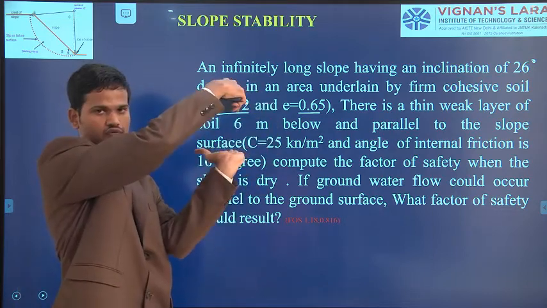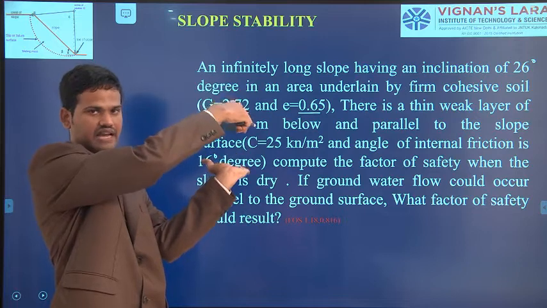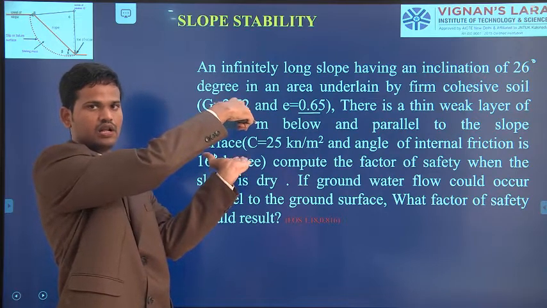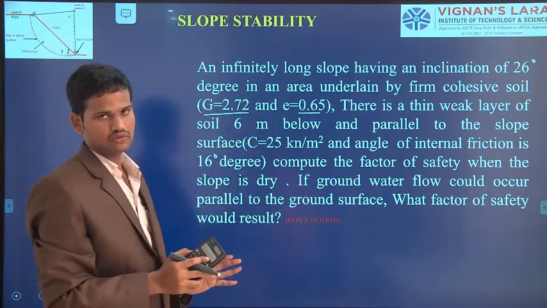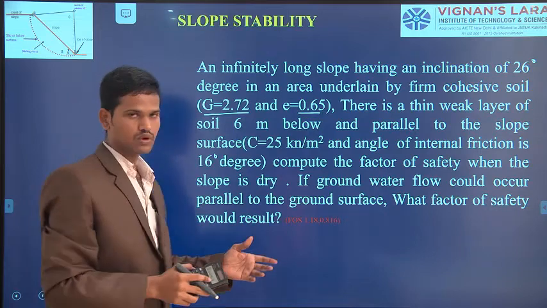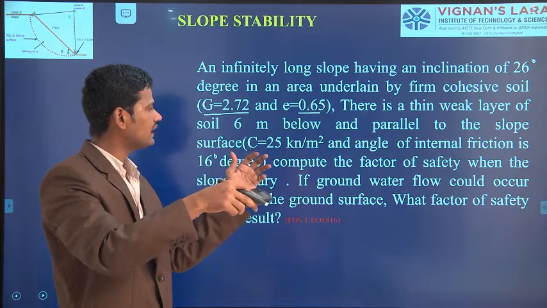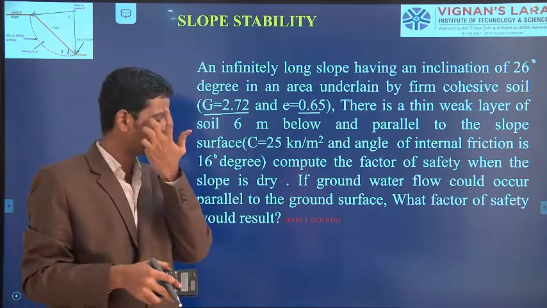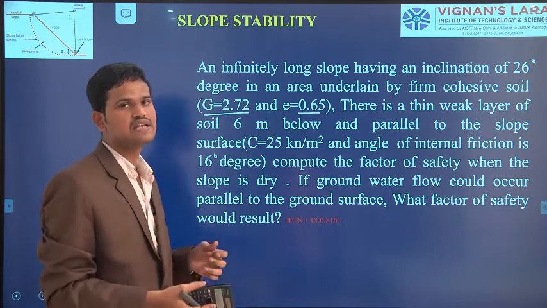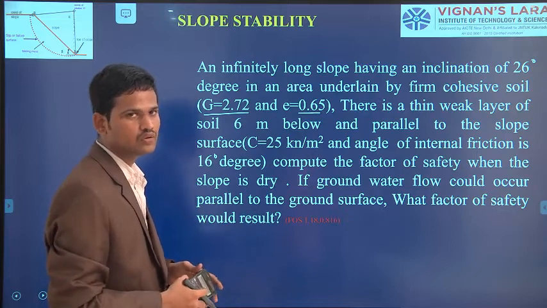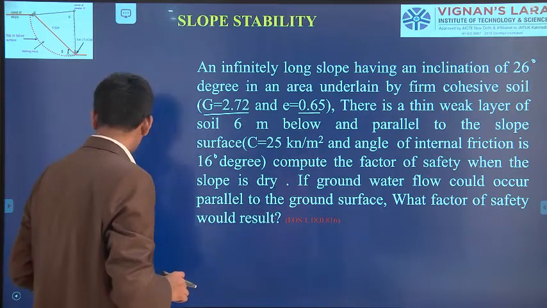Suppose there is a slope formed with cohesiveness as well as angle of internal friction. What is the factor of safety that we have to calculate first? In the second condition, it is the same slope, but there is a water table flow parallel to the ground surface, with water entering into the soil mass. In those conditions, we have to determine the factor of safety.